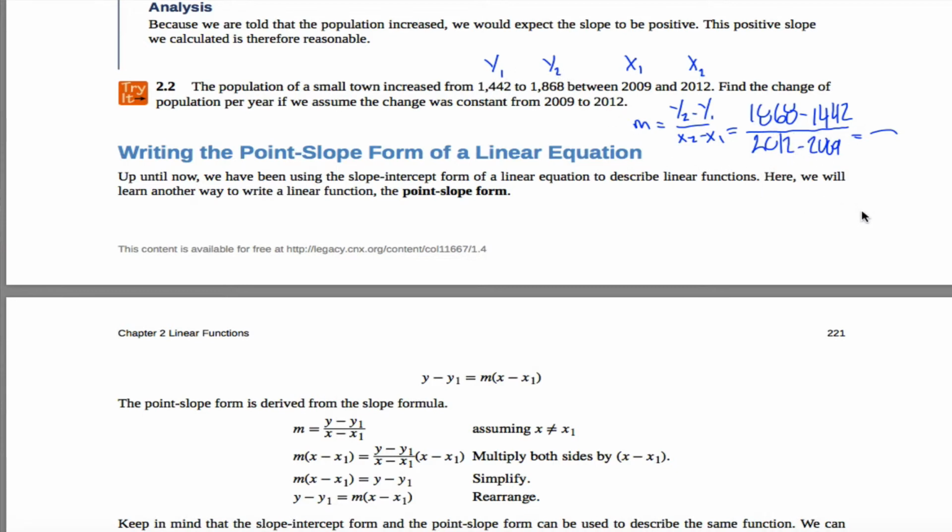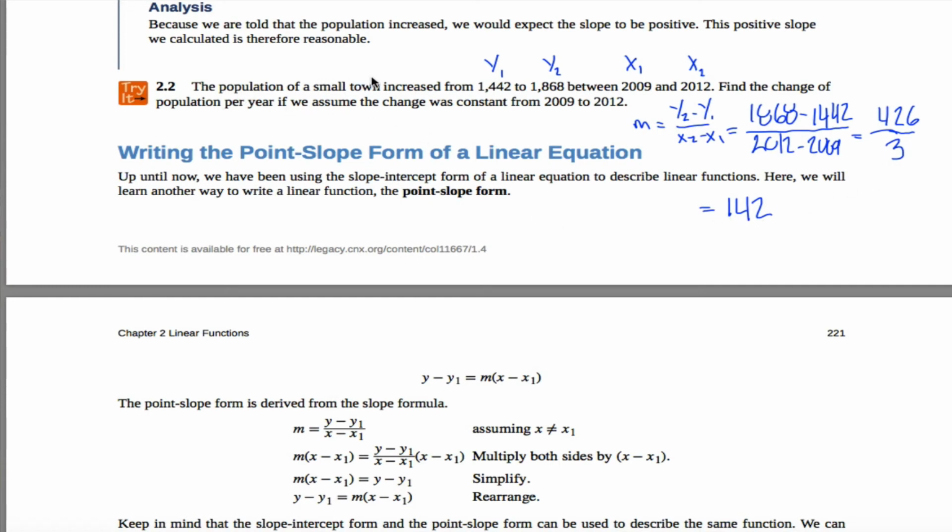1868 minus 1442, I think I can do that in my head. Was that 426? I think. Yeah, that looks right. And 2012 minus 2009, I can certainly do that in my head. That's 3. So my answer would be 426 divided by 3. 426 divides evenly into 3, so I guess I should do a little math here. It ends up being 142, I believe. 142 times 3, does that check out? Yeah, I think that checks out.